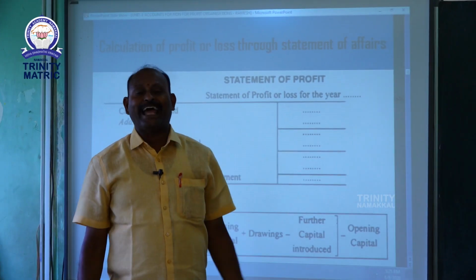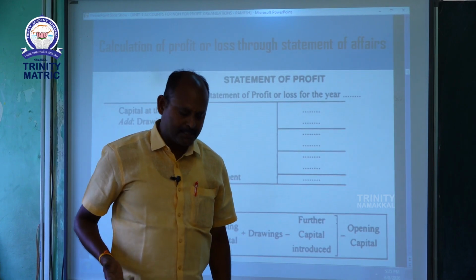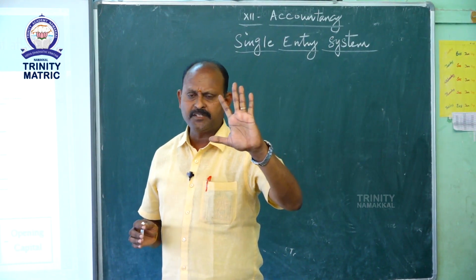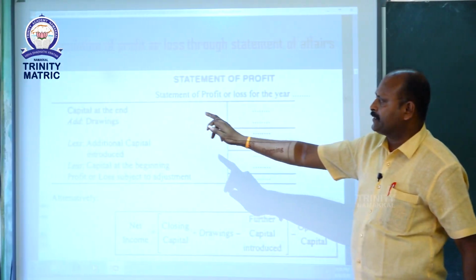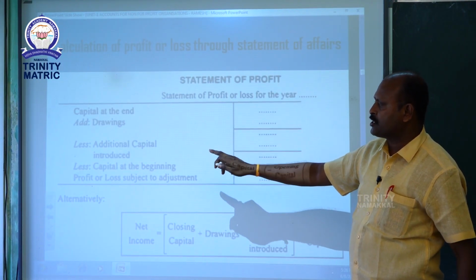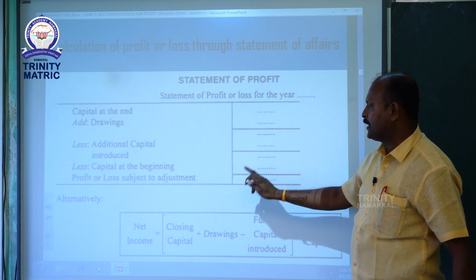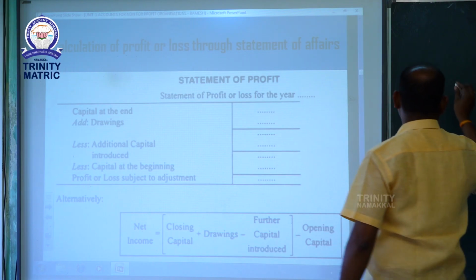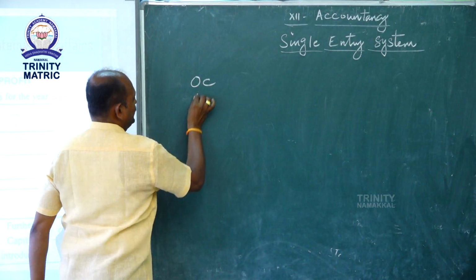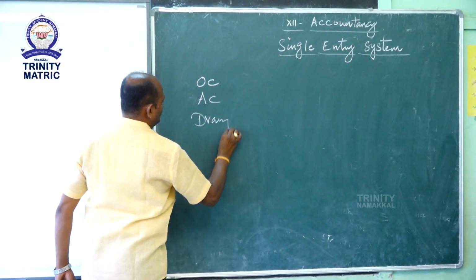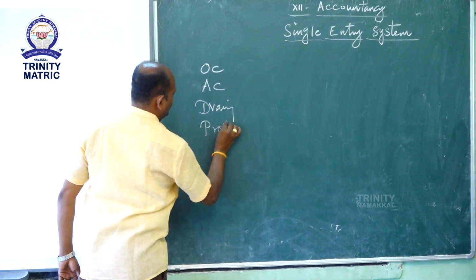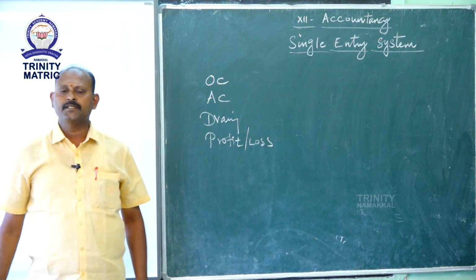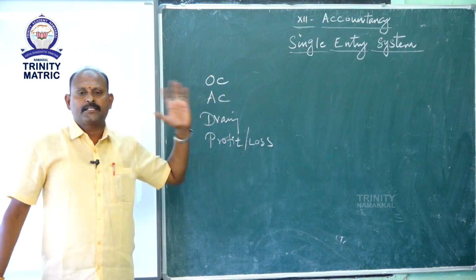Now move on to how to calculate the profit or loss of the single entry system. The important thing is that only 5 items are given in the problem. See the statement: closing capital, add drawings, less additional capital, less opening capital, and the balance is profit or loss. Now you see what the items are: opening capital, additional capital, drawings, profit or loss. So these 4 items are important to calculate the statement of profit or loss.